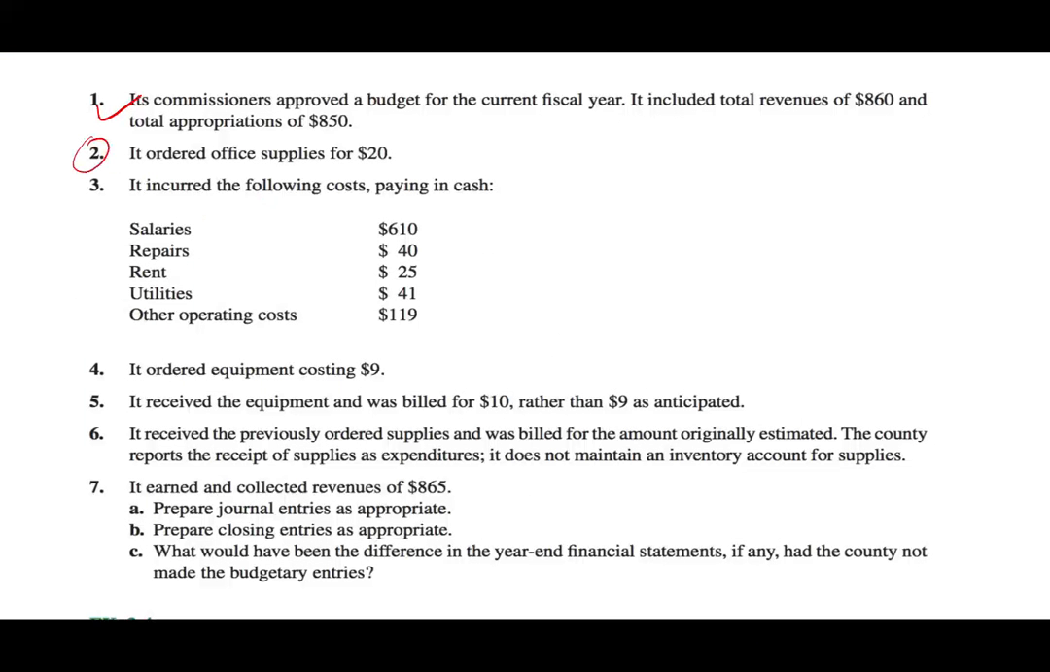Number two, the county or the city ordered office supplies of $20. Now, in the private world, in private accounting, we don't do anything. If we order supplies, well, we have a purchase order, but we don't journalize anything. In modified accrual accounting, and specifically in governmental accounting, when we order something, we encumber this account. Basically, we reserve this amount to tell the people in the government that this $20 million has been reserved. It can no longer be used somewhere else.